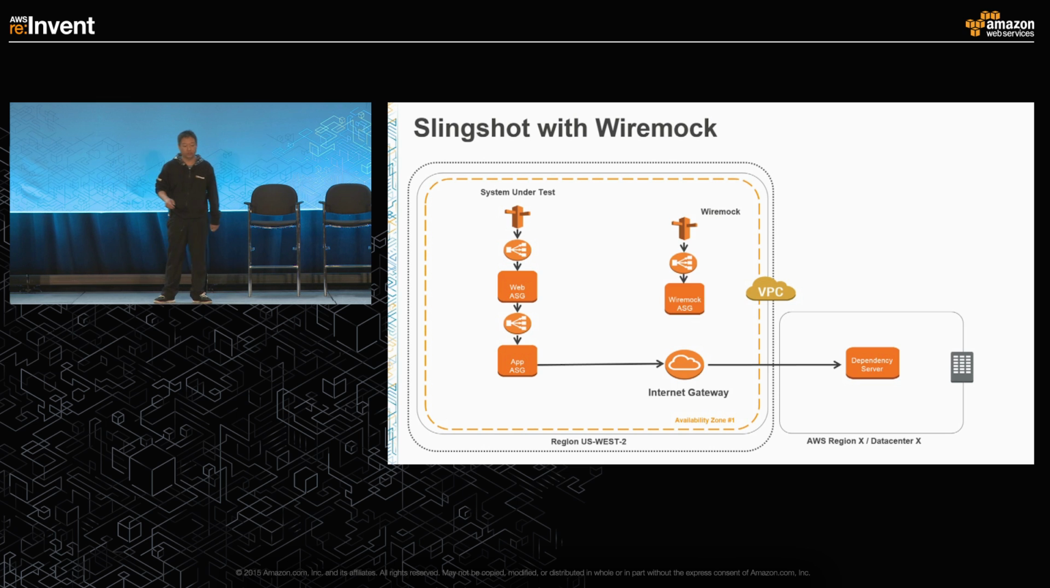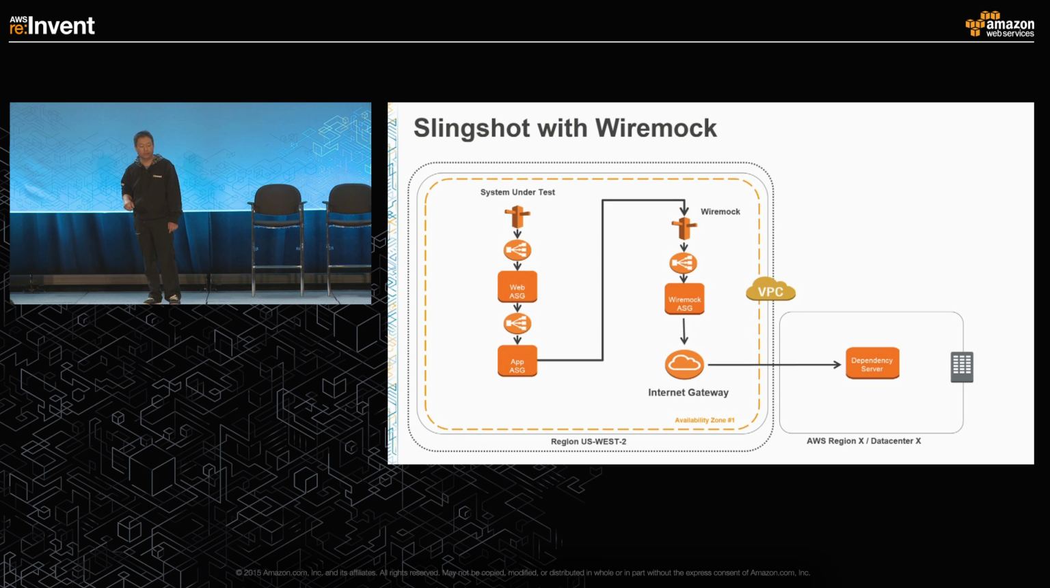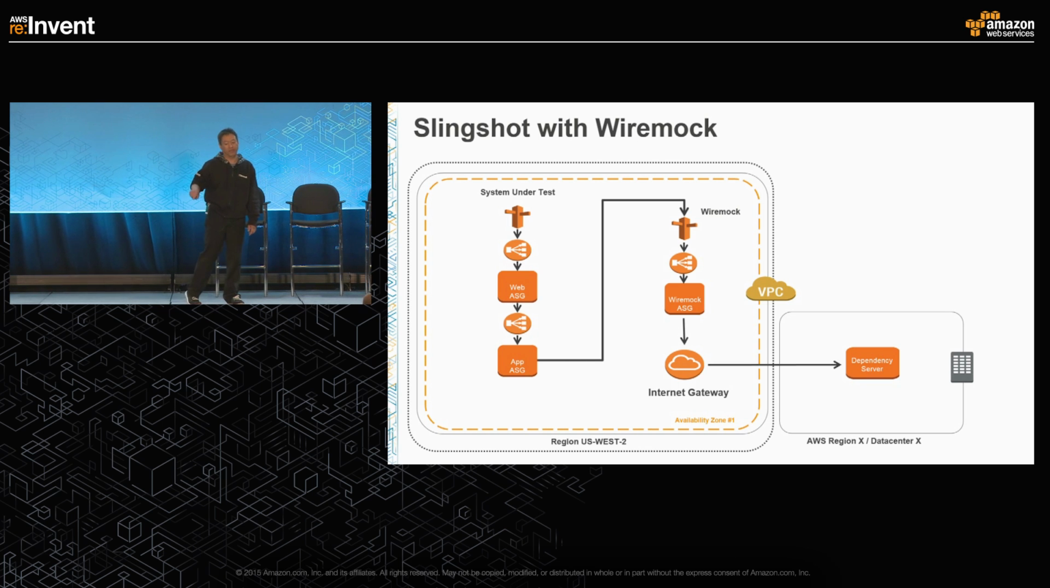So all we really did was create a new Wiremock stack. Create your Route 53, your public-facing ELB, your Wiremock auto-scaling group. And we just wired it through the Wiremock to get to your dependency server. So what this does is when the dependency server is not available, your test continues to work. You see?